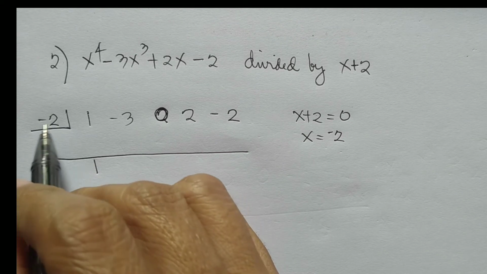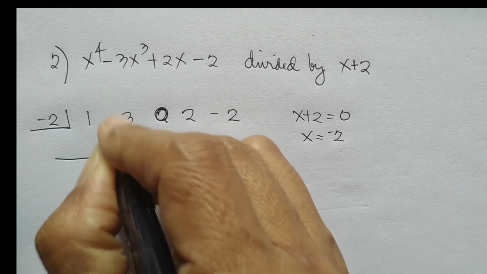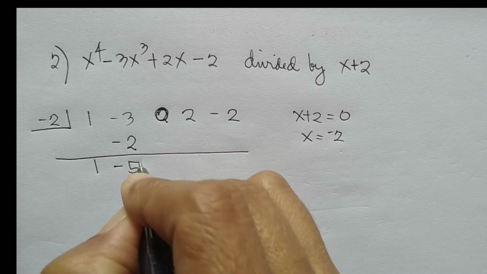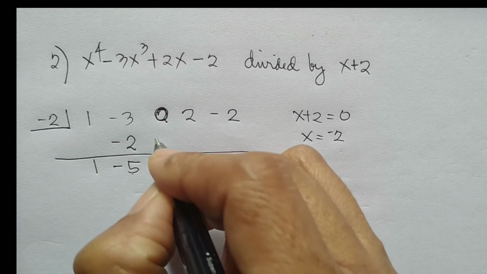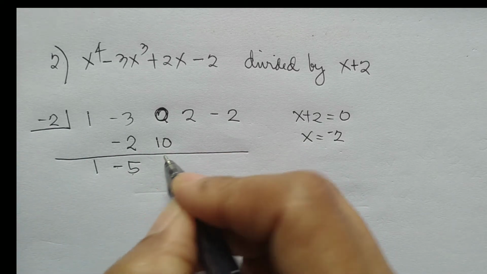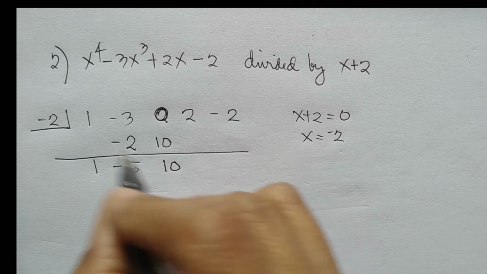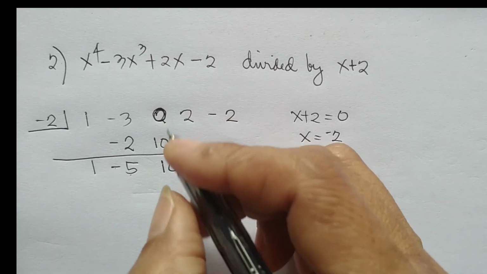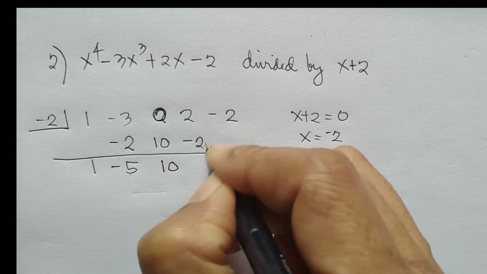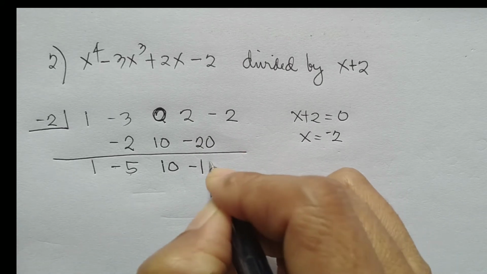So we have negative 2 here, and the next step, we have to bring down the first coefficient, which is 1. Multiply it by our divisor, negative 2. 1 times negative 2 is negative 2, and then you add this one, negative 3 and negative 2, we have negative 5. Multiply it again by negative 2, so we have positive 10. Then you add, that is 0 plus 10 is 10. You have to multiply it again by negative 2, so we have negative 20. You add it to positive 2, so it gives us negative 18.